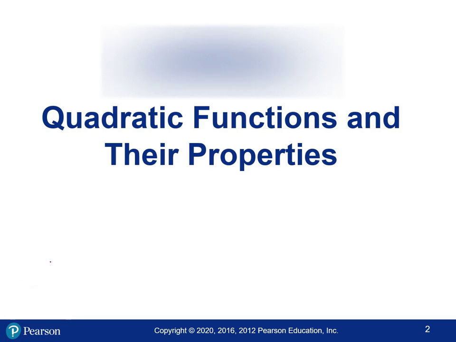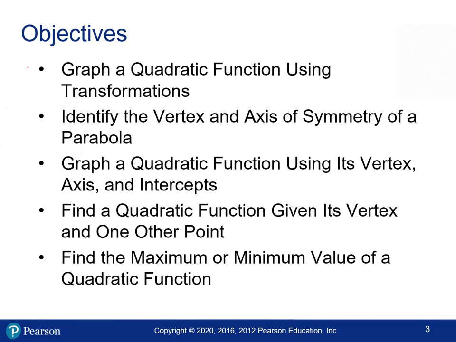Hey everybody, in this video we're going to continue talking about quadratic functions and their properties. In the last video we had done quite a few of these objectives and graphed our functions. This time we're going to find a quadratic function if we're given the vertex and one other point on the graph. And then also we're going to find the maximum and minimum values of that function.